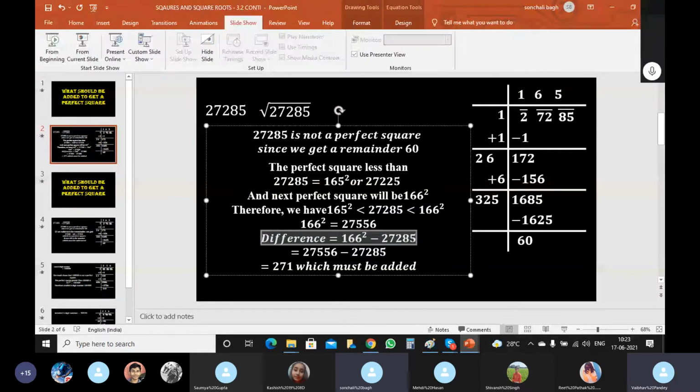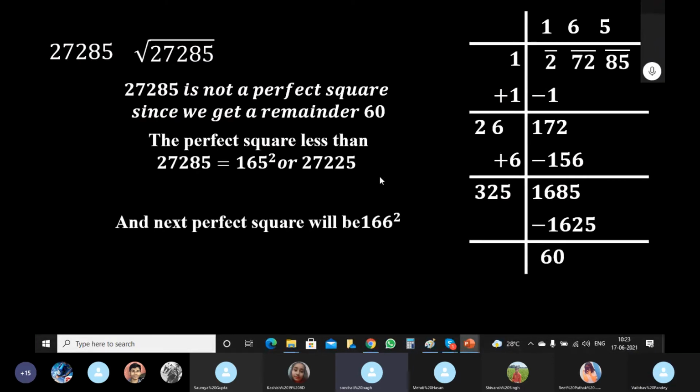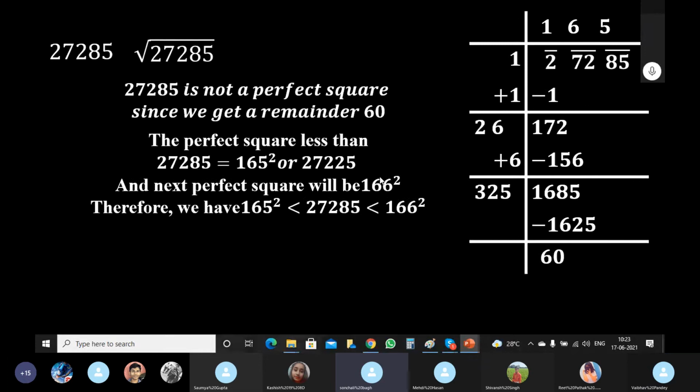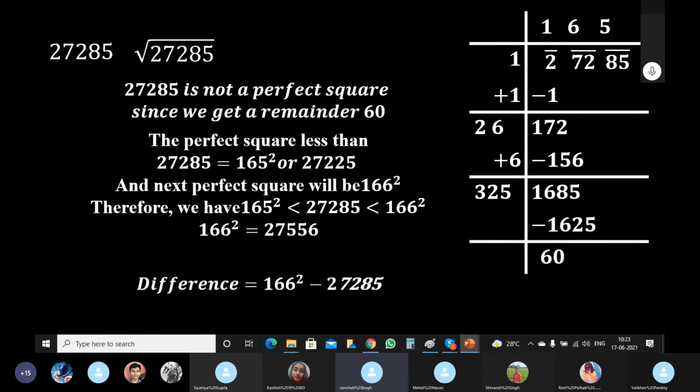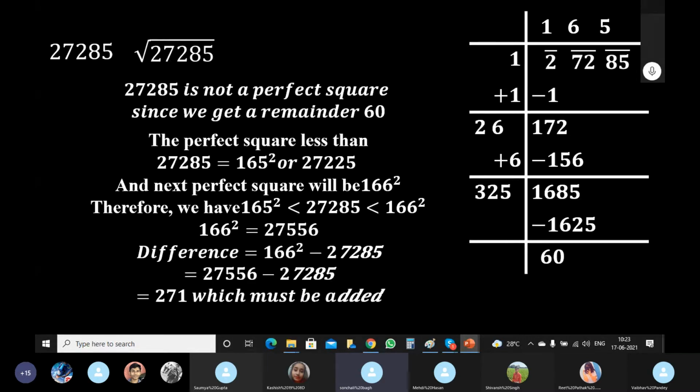So 166 square is equal to 27556. Now it is correct, right? The difference will be 166 square minus 27285, that is 27556 minus 27285, and that gives us 271. That means 271 should be added to 27285, then we will get a perfect square. Is it clear or any confusion?